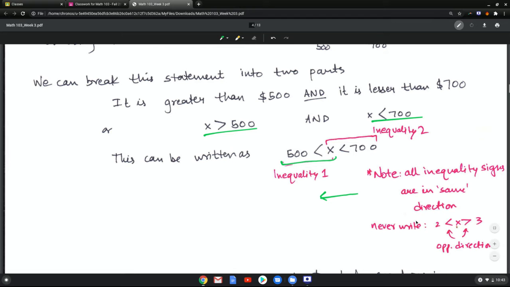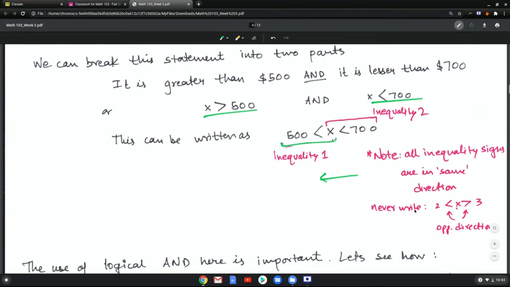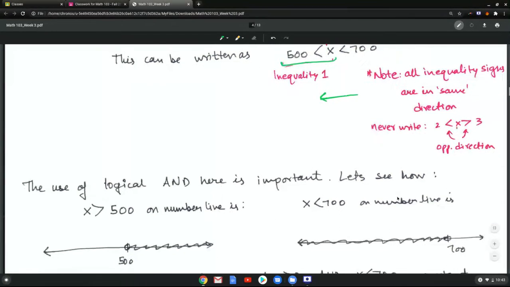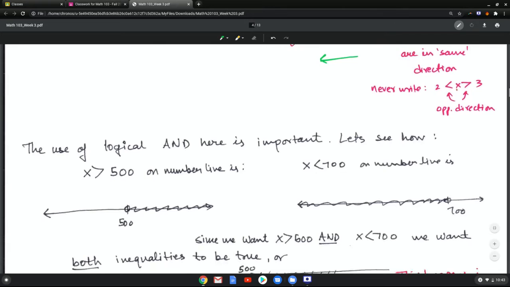At any point you're working with compound inequalities, you should never have x and then two opposite direction ones. That's just wrong. That doesn't mean anything. It's either all going to the left or all going to the right. Now the logical operator used here is and, which is really useful. So let's see how it works.